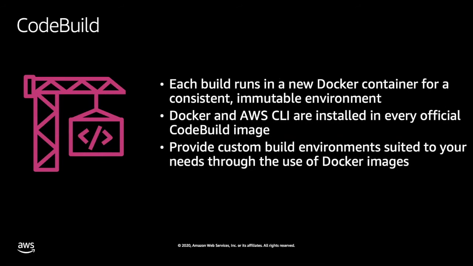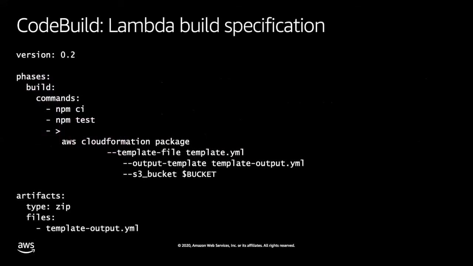Right? And each build runs in a new Docker container. Docker and the AWS CLI are already installed, so you don't have to worry about installing those and setting up Docker and the CLI. And then we offer several custom base images that are good for most customers, but you can also bring your own Docker image if you need something very specific that you don't want to rebuild each time.